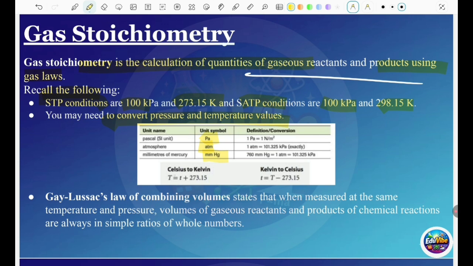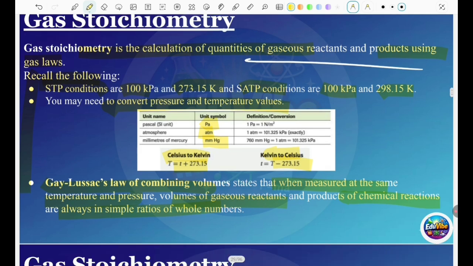And also the temperature: Celsius to Kelvin, we have to add 273.15, and Kelvin to Celsius, we have to subtract 273.15. And also Gay-Lussac's law of combining volumes, you also have to know. It states that when measured at the same temperature and pressure, the volumes of gaseous reactants or products in chemical reactions are always in simple ratios of whole numbers. We already did all those things in the ideal gas law chapter, so you have to see that second unit from there.